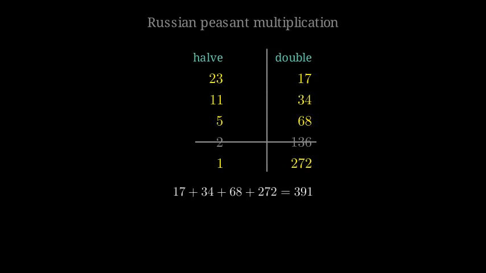Add the surviving right column. 17 plus 34 plus 68 plus 272 is 391. And 23 times 17 is 391. But why does halving and doubling land on the right product? Because halving the left number tracks its binary digits, and doubling the right keeps the matching place values. The whole algorithm is repeated doubling with a conditional add.